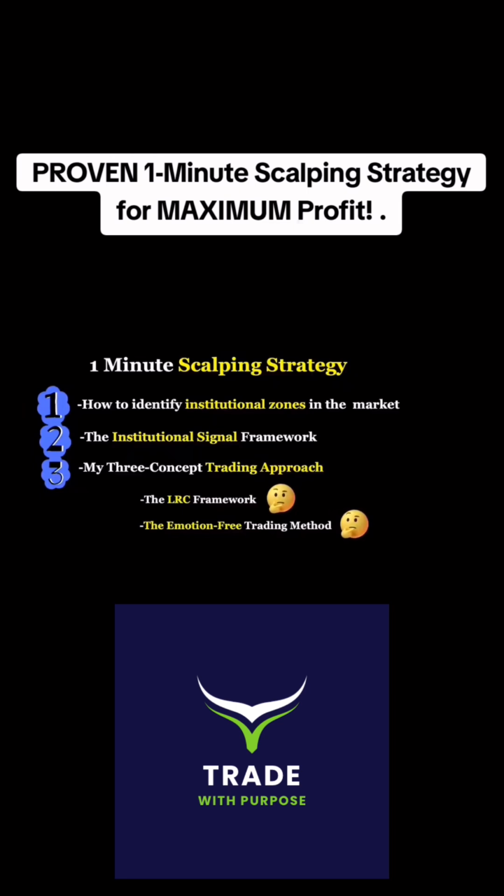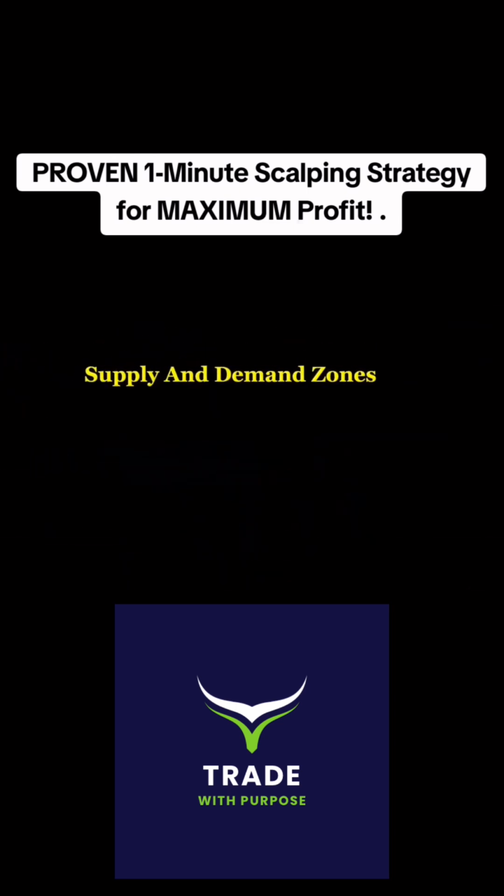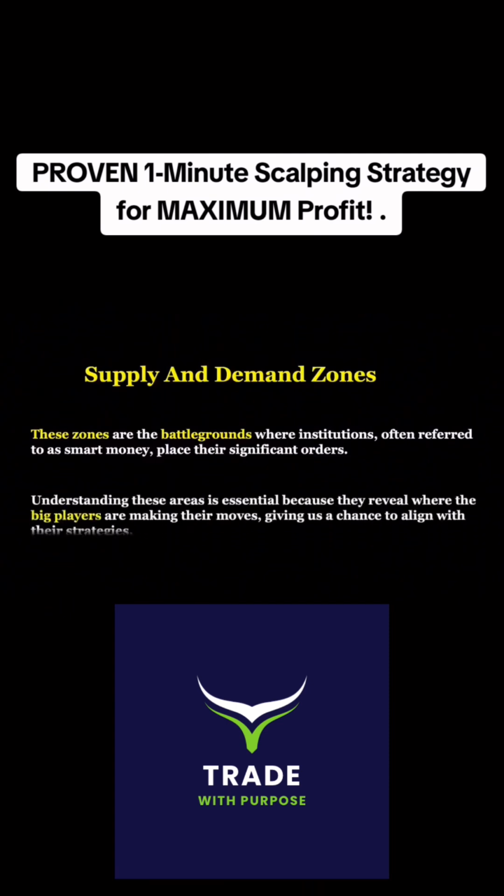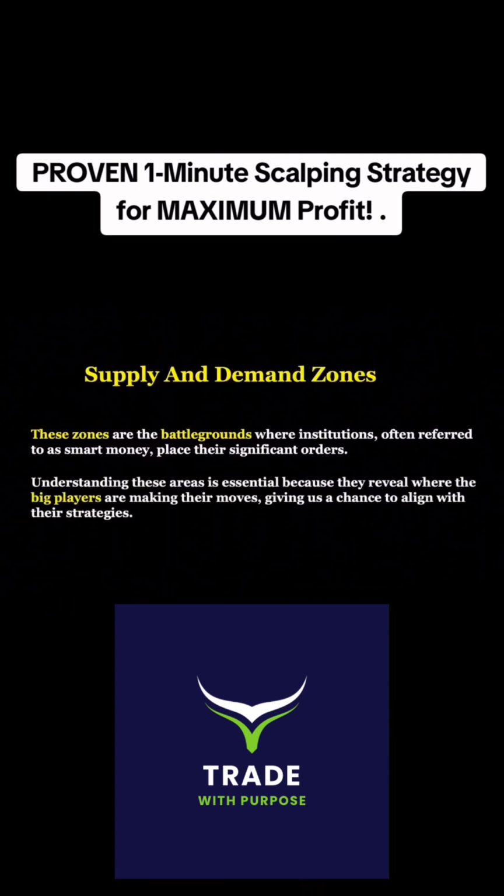Let's get into it. Let's begin by exploring the foundation of this strategy. Supply and demand zones. These zones are the battlegrounds where institutions, often referred to as smart money, place their significant orders. Understanding these areas is essential because they reveal where the big players are making their moves, giving us a chance to align with their strategies.